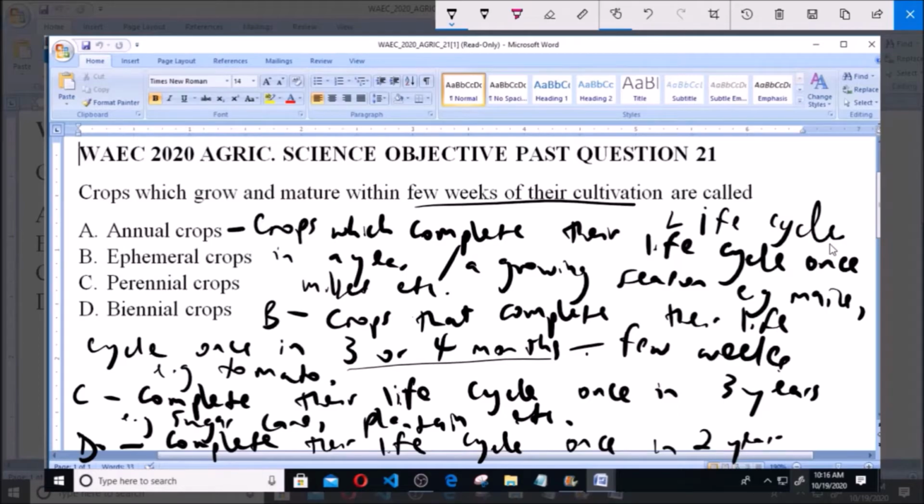Now, from the explanations we have given, the question asks for the one which completes growth and maturity in a few weeks, and we established that option B, ephemeral crops, can be said to complete their growth and maturity within 3 or 4 months. That is just about a few weeks. So option B, ephemeral crops, is the correct answer to this question.